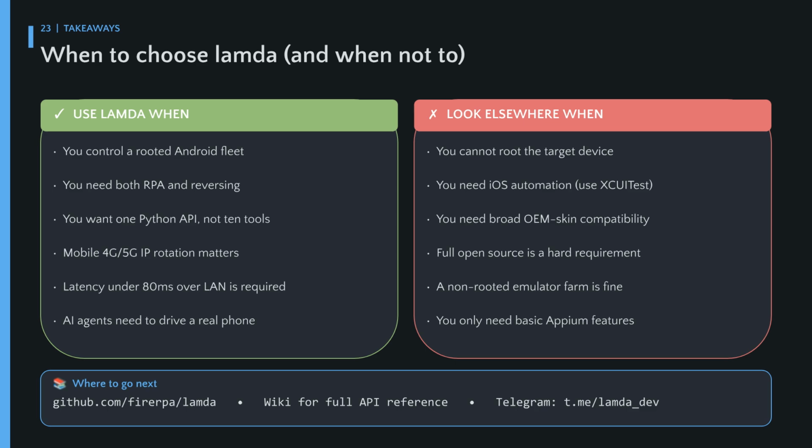Use Lambda when you need RPA and reverse engineering on a rooted Android fleet, desire a single Python API, require mobile IP rotation, or need low-latency driving of a real phone. Look elsewhere if you cannot root the device, need iOS automation, or only require basic Appium features.